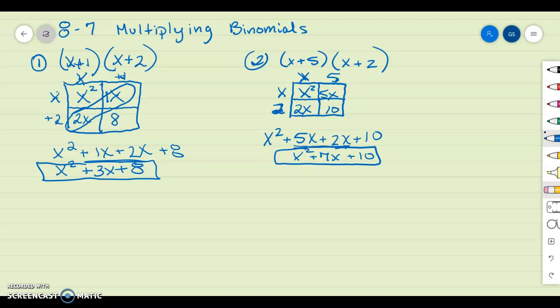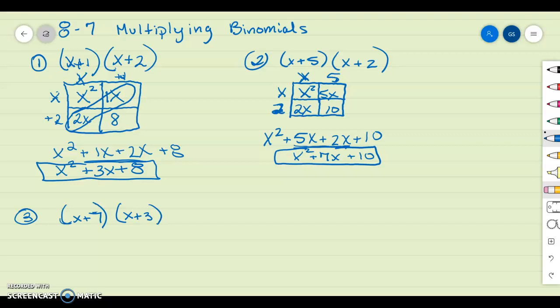Okay, so this is putting everything together that you've been working on. All right, let's do another example. Number 3. Okay, number 3 is x plus 7 in parentheses, and then x plus 3.